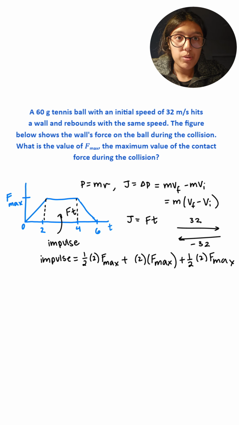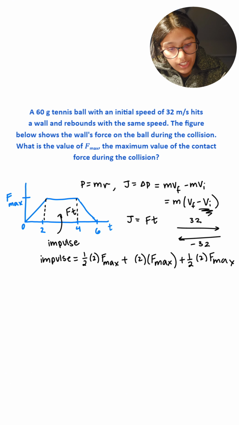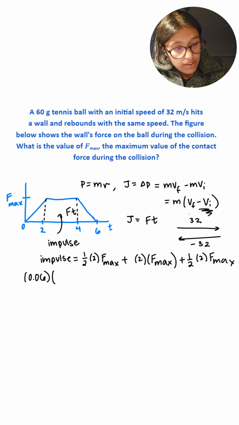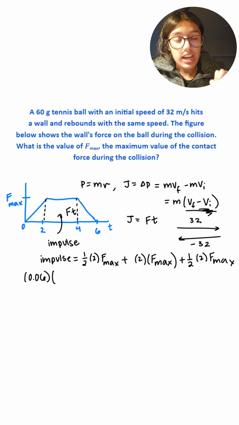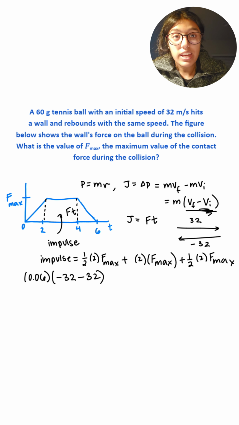Right off the bat, I think we can find the impulse from this because I know that impulse is mass times this quantity over here. I know the initial and final velocities. So for the mass, I'm gonna write 0.06, because we have to convert grams into kilograms. And then for the Vf minus Vi, I'm going to write Vf, which is negative 32, minus Vi, which is positive 32, and I'm going to simplify the right side.